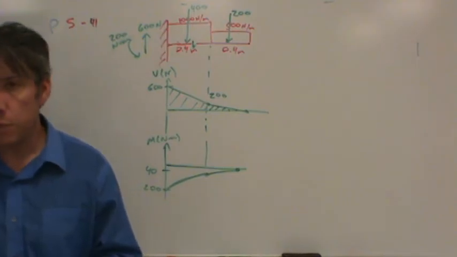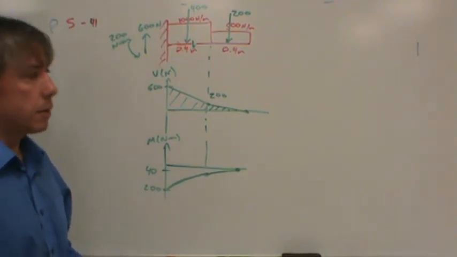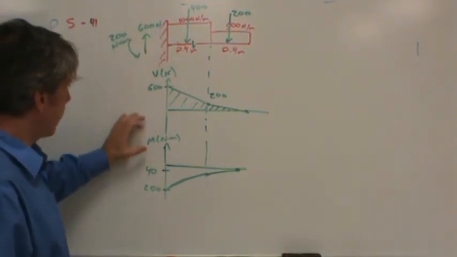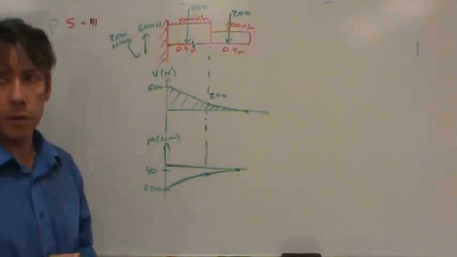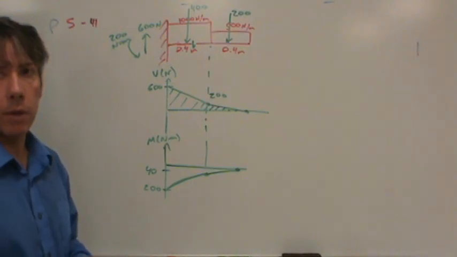Where's the worst place for this beam? At the wall. Both the shear and the moment are highest at the wall, so that's where we would expect failure, which intuitively makes sense. Questions, comments?